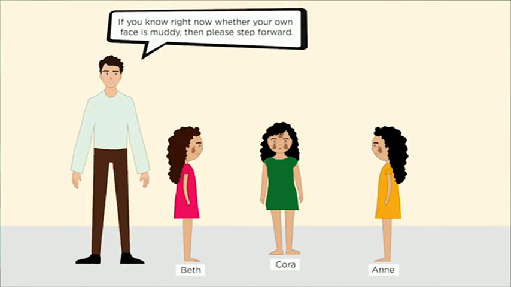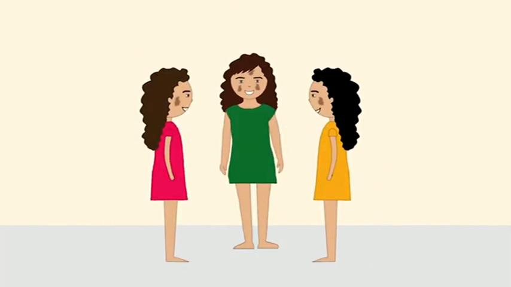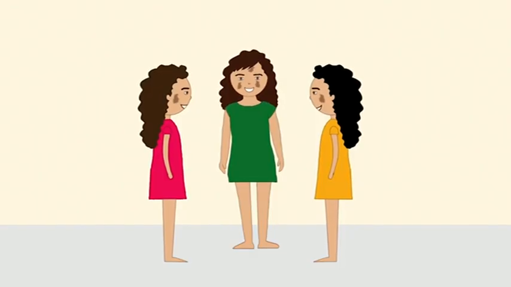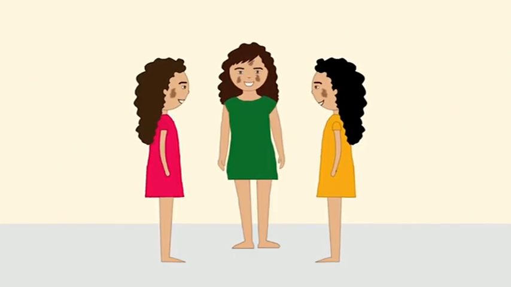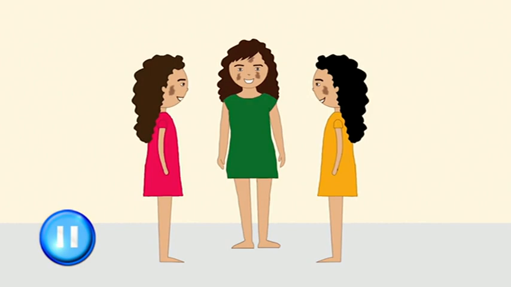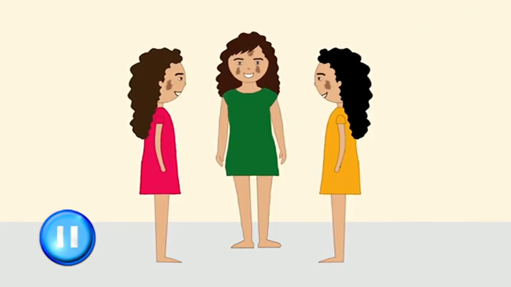He repeats his request. If you know right now whether your own face is muddy, then please step forward. Once again, all 3 girls remain where they are. So the father tries one more time. If you know right now whether your own face is muddy, then please step forward. And this time, all 3 girls step forward, laughing because they now realize that they all have muddy faces. Can you work out how they came to that conclusion? As usual, pause the video here if you want to try this yourself. I think you'll find that an extension of our prior reasoning will get the job done.